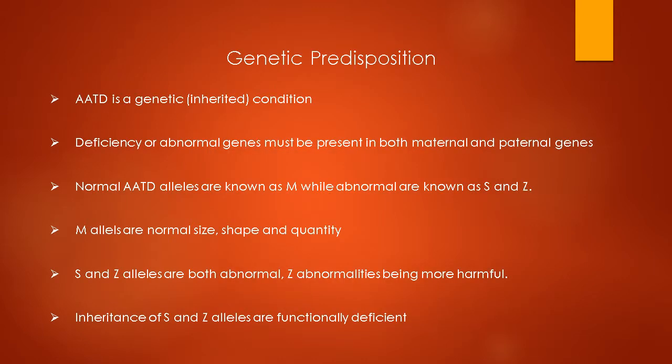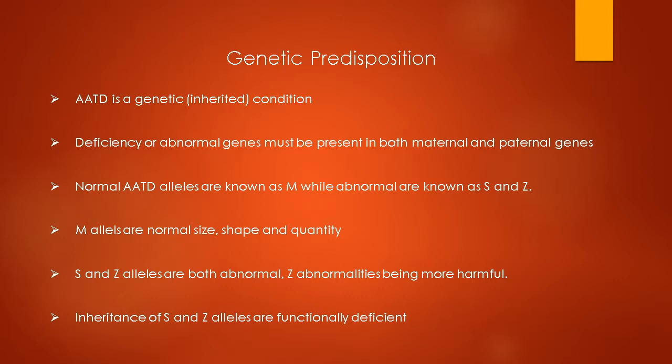Genetic predispositions to AATD. It is a genetic inherited condition. A deficiency or abnormal gene must be present in both the maternal and the paternal genes of the parent. Normal AATD alleles are known as M, while abnormal are known as S and Z. M alleles are of normal size, shape, and quantity, hence normal functioning. S and Z alleles are both abnormal, the Z abnormalities being much more harmful.